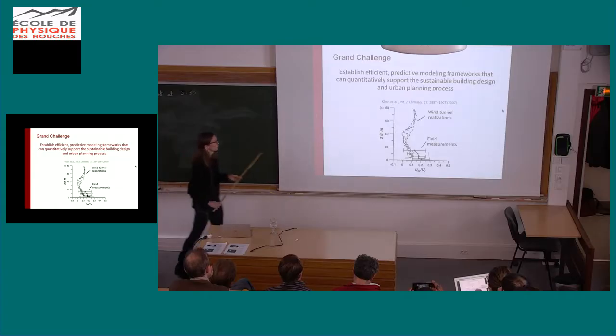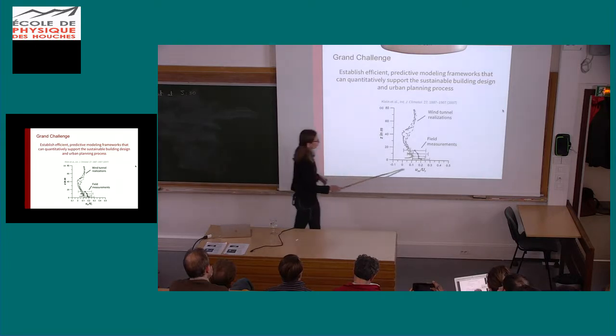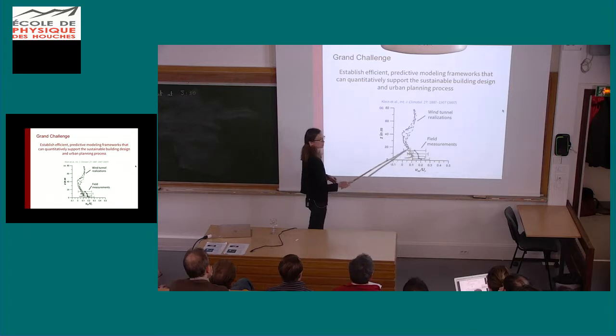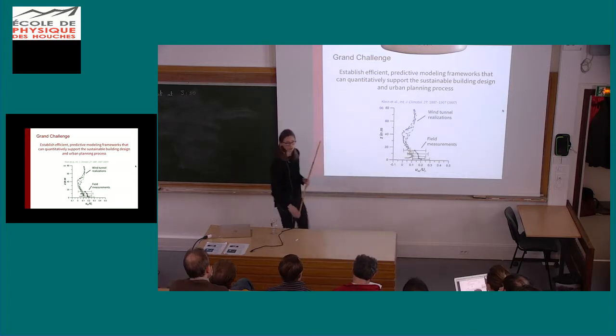So what this shows you is the normalized velocity in an urban canopy as a function of height in Oklahoma City. These are the wind tunnel realizations. You see they are nicely repeatable. And these are the field measurements, and you see this huge variability, right?